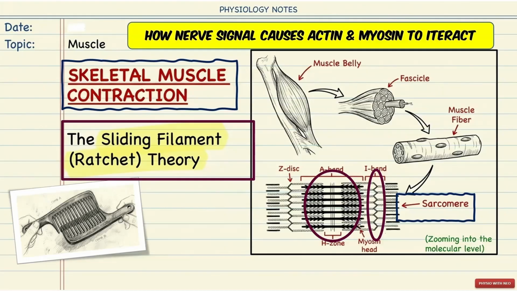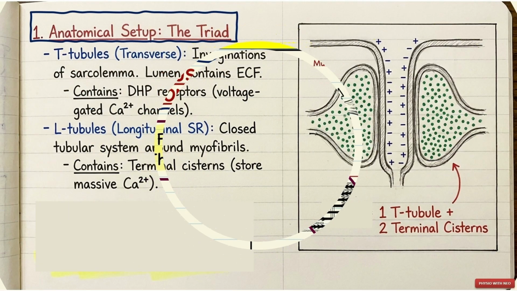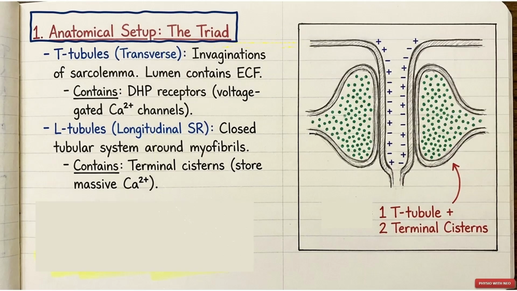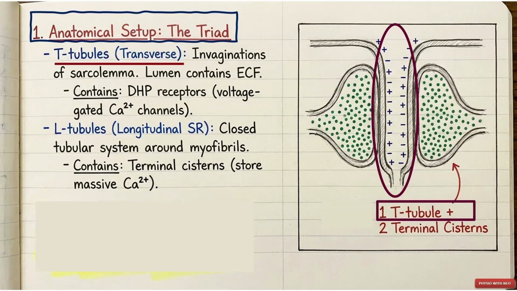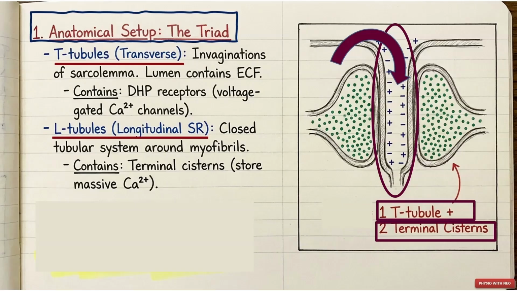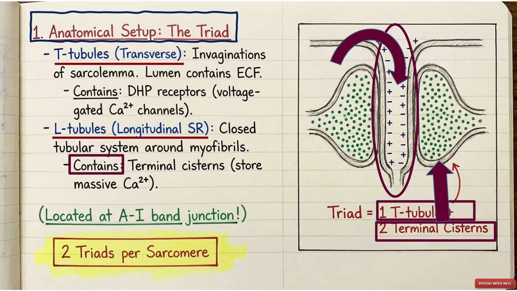Let's first understand the anatomical setup, the triad. Before contraction begins, we need to know where the signal is going. Look at this diagram. The T-tubules, or transverse tubules, are the invaginations of the sarcolemma. Their important function is to carry the electrical signal deep into the muscle fiber. Now beside the T-tubule, we have the terminal cisternae of the sarcoplasmic reticulum. The sarcoplasmic reticulum is basically the major calcium store of the muscle fiber. So we have one T-tubule plus two terminal cisternae, that is one triad. This is extremely important for exams, and this triad is located at the A-I band junction.